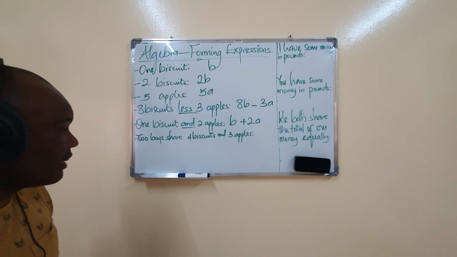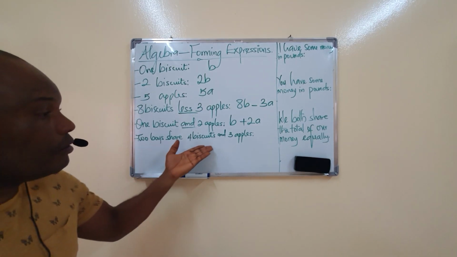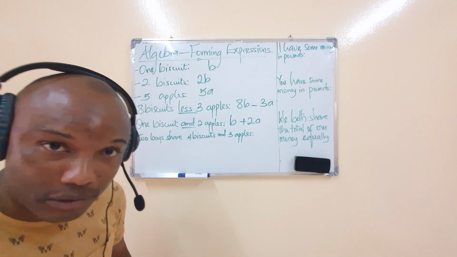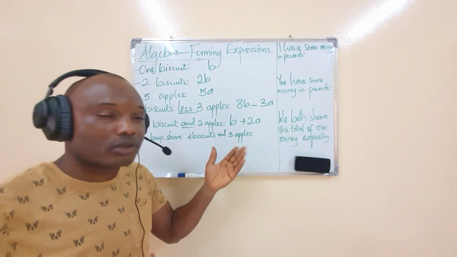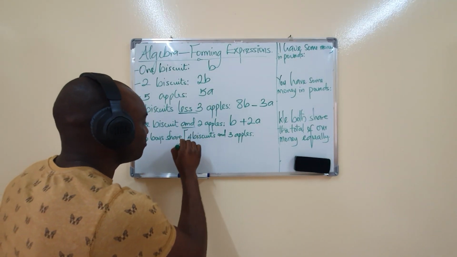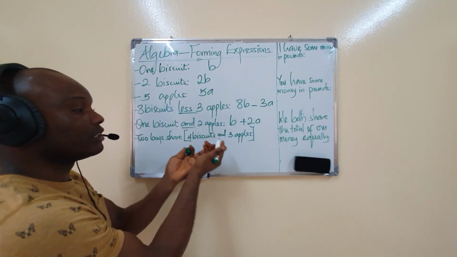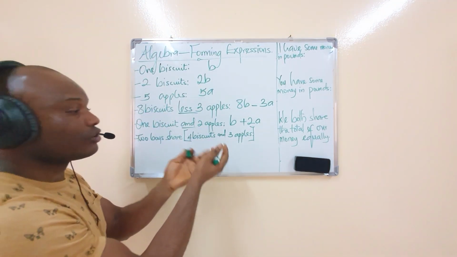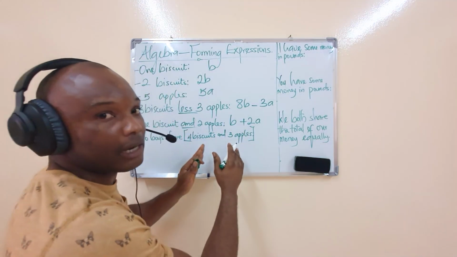Alright, did you get the answer? Let's check it out together. 2 boys share 4 biscuits and 3 apples. What did they share? Analyze the sentence so that you don't make a mistake when writing the expression. They shared 4 biscuits and 3 apples. So first, we are going to concentrate on 4 biscuits and 3 apples.